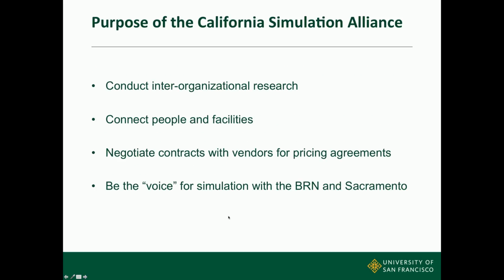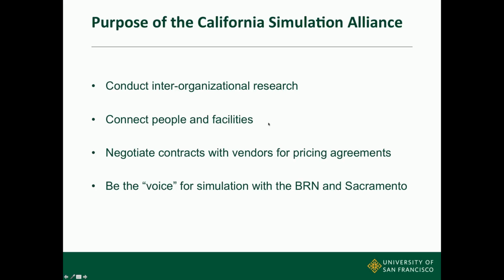We also conduct interorganizational research. We have a research committee, and we have one of the chairs is at UCLA and the other is at Cal State Fresno, and they have done an inventory of what research has been completed in the state of California, and we're hoping to do more interorganizational research. They've helped us facilitate several surveys that have been conducted throughout the state of California over the last 5 years.